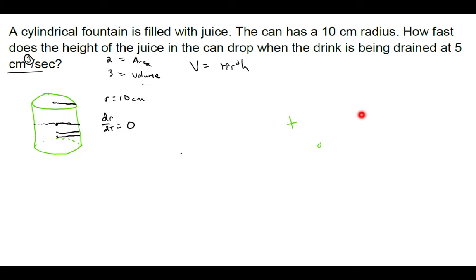How fast does the height drop? So we actually want to find dh/dt. How fast does that drop? But it doesn't actually tell us anything about the height. We don't know it. We'll see if we need it. All right.